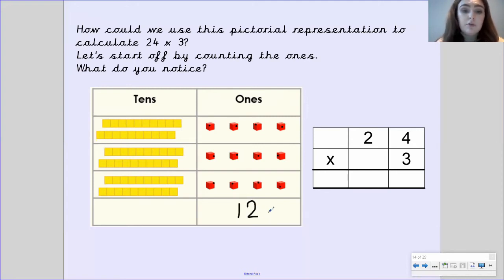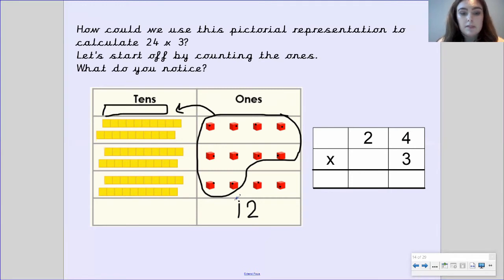Now, well done if you notice that 12 is too big to be in our ones column. If it's 10 or over, it has to move or be exchanged into another column. So what we need to do here is count up 10, circle them, and exchange them for one 10 stick, because 10 of these is the same as one 10 stick, which means that this 10 here is going to move next door. And that leaves us with 2 in our ones column.